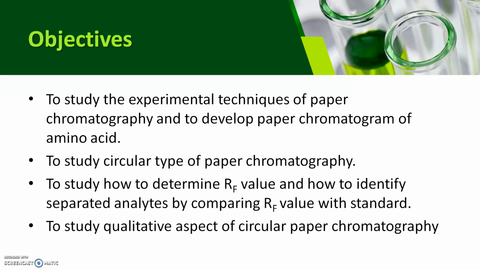Then we will move towards the objective. The objective of this experiment is to study the experimental techniques of paper chromatography and to develop the paper chromatogram of amino acids. Then to study the circular paper chromatography, to study how to determine the RF value and how to identify the separated analytes by comparing the RF value with the standard, and to study the qualitative aspect of circular paper chromatography.